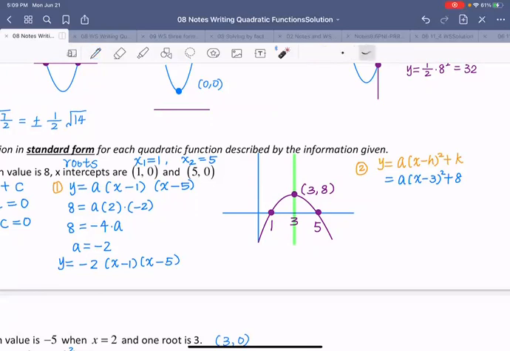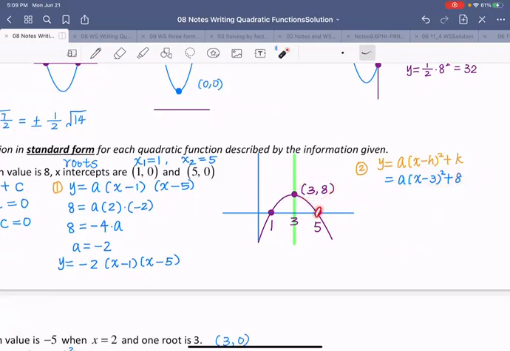It is minus 8. Now, no, this is the vertex. Make this guy 0, x equals 3. This is your vertex x value, and your y equals 8. So this is correct for the vertex format.